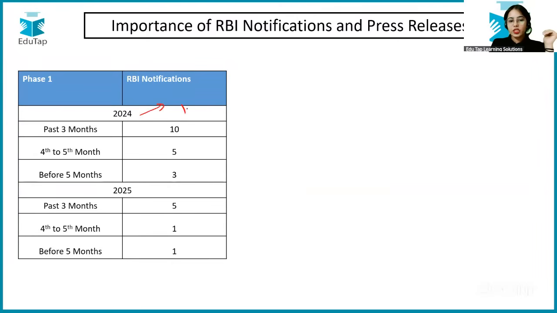So in 2024, there were 18 questions from the RBI notifications, press releases and RBI reports, and in 2025, there were 7 questions from the RBI notifications and press releases. In 2025, there were no questions from the RBI reports. That's why you can see a dip in the number of questions. But still, 7 questions are very much, and this time the number of questions can increase because of the annual report that is going to be released before the examination. So this is the basic idea.